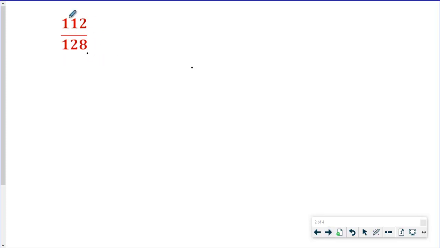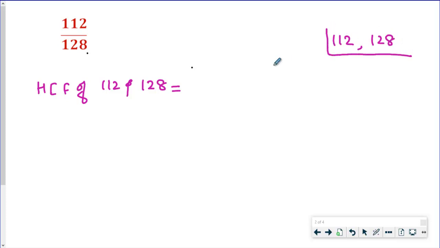Now here you can see one fraction, 112 divided by 128. We want to find out the lowest term of this fraction. For finding the lowest term, first you have to find the HCF of 112 and 128. For finding the HCF, you have to take the numbers 112 and 128. Now we have to divide these two numbers by their common factors. Here you can take 2, because both are divisible by 2.